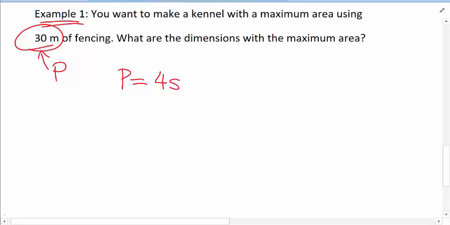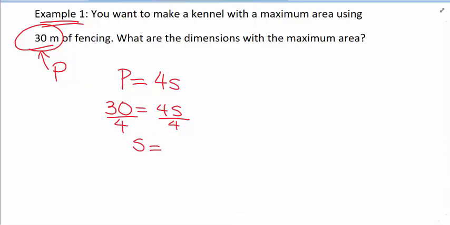Guys at the back, pay attention please. Remember, I told you, very easy. You're given information, all you need to do is plug it in. So 30 is equal to 4s. How do you isolate s? Divide both sides by 4. Okay, so s is equal to 7.5.